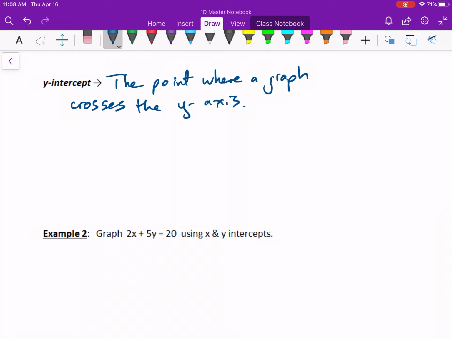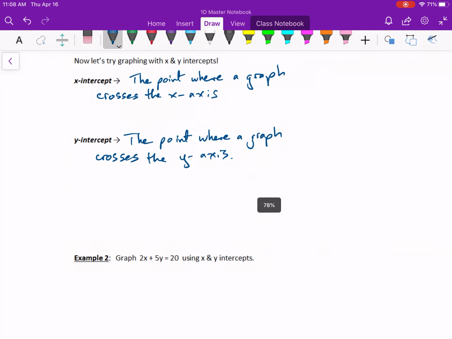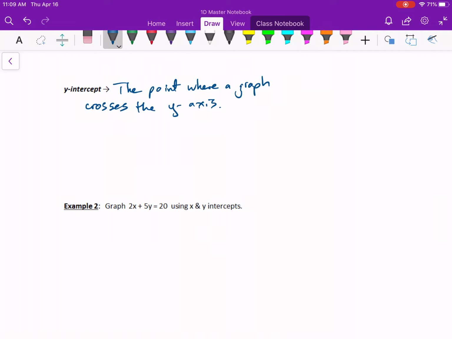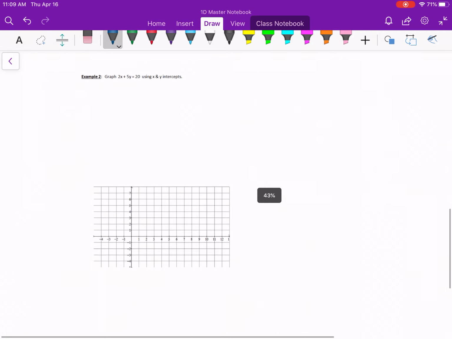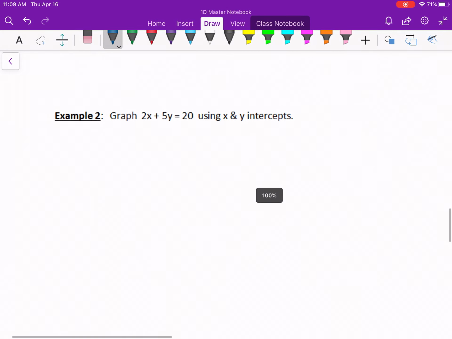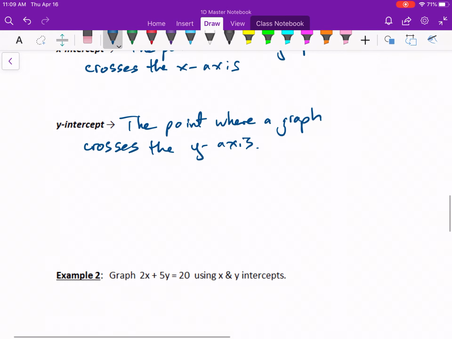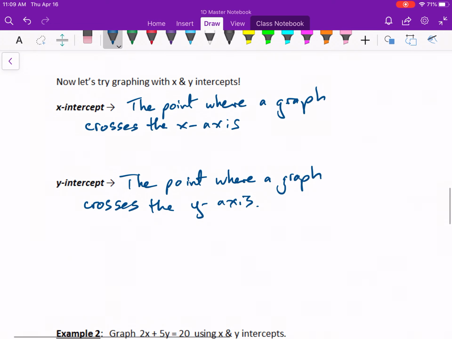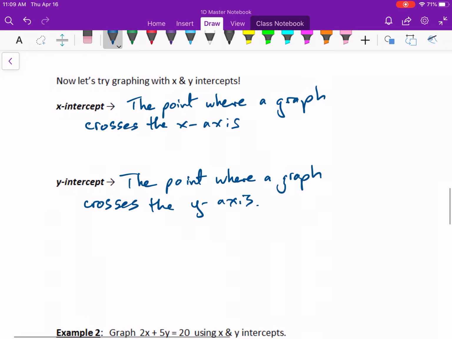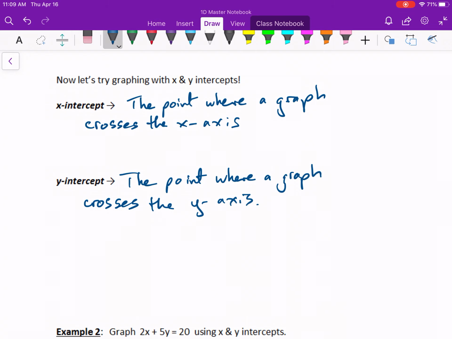All right, for my last example, just to show how this works, graph 2x plus 5y equals 20 using x and y intercepts, and the grid is down below. What I need to do is find where the graph crosses the x-axis and where it crosses the y-axis. The way we do it is we let y equal 0 and then solve to get the x-intercept.